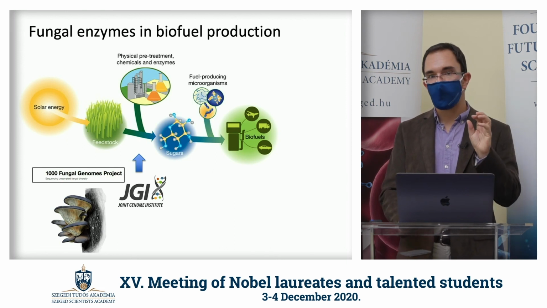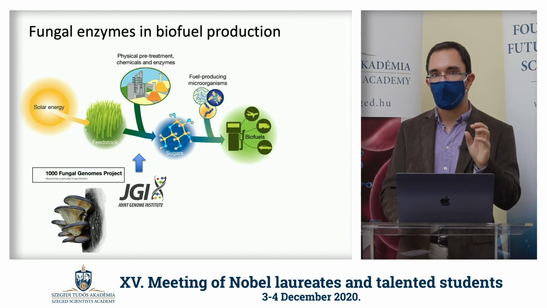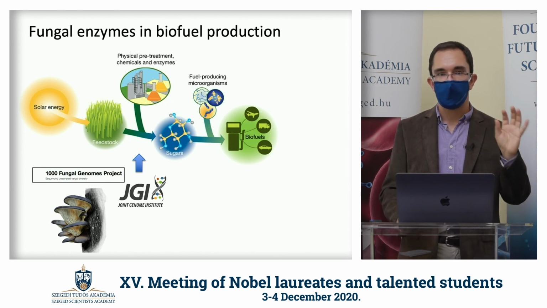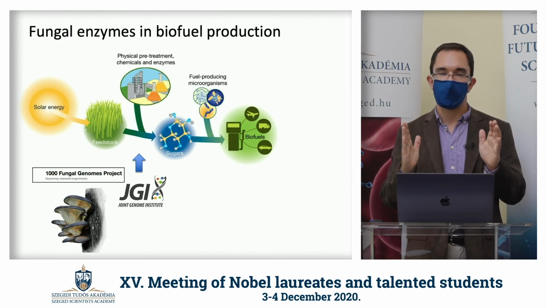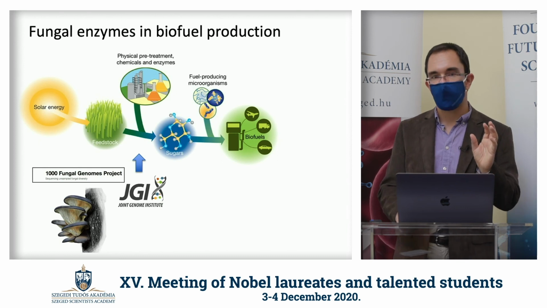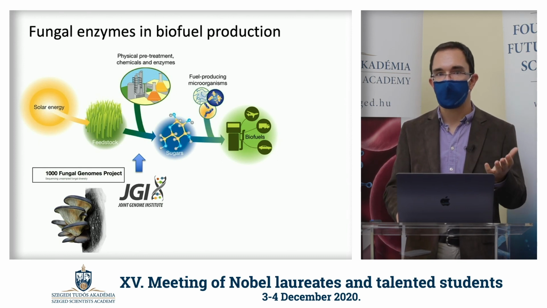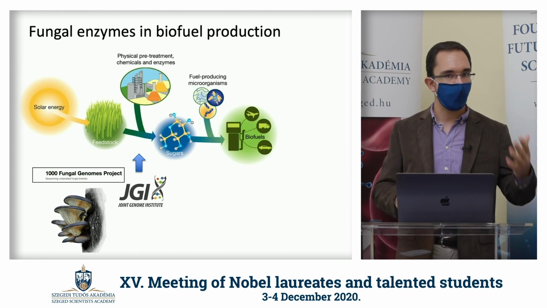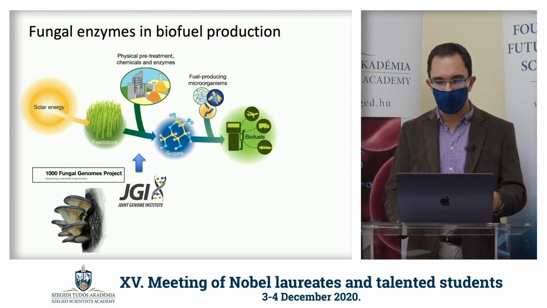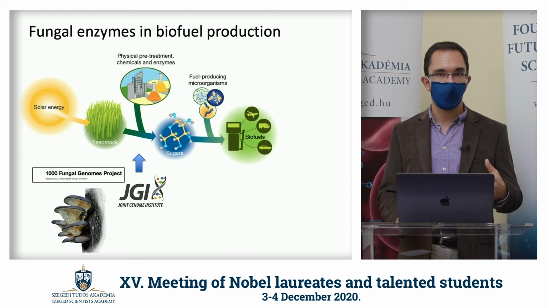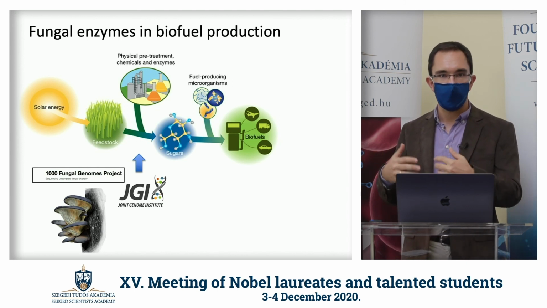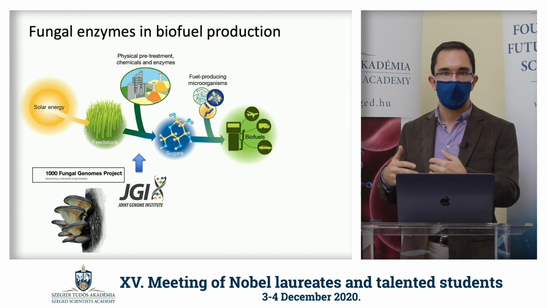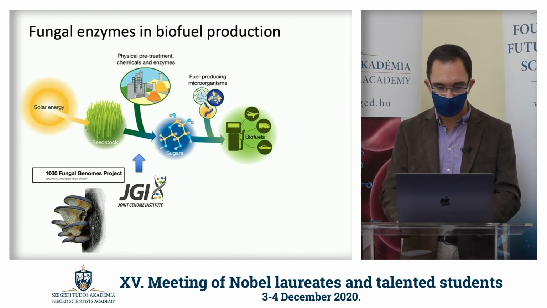Now, there is a really hard part of biofuel production, and that is decomposing the cellulosic plant material into much simpler components. And this is where fungi can be really efficient. The fungal enzymes that evolved during hundreds of millions of years to decompose wood can be used in the industry, if we are able to identify them, to facilitate the production of biofuels.